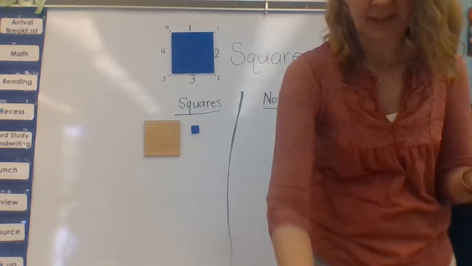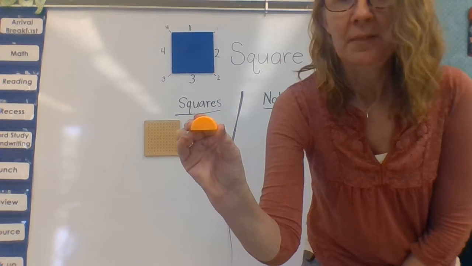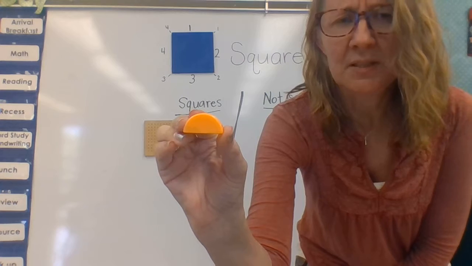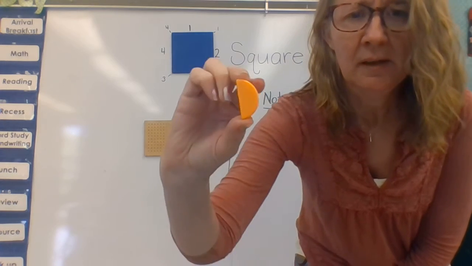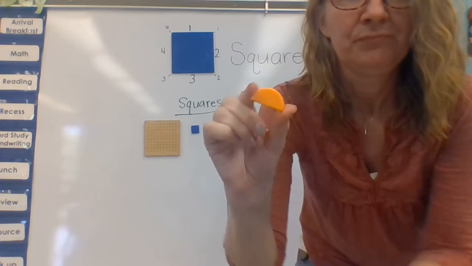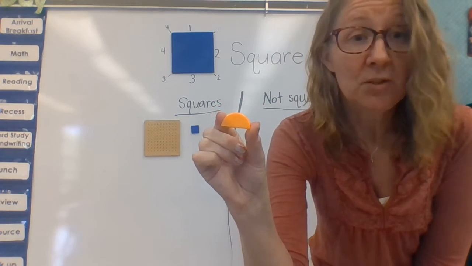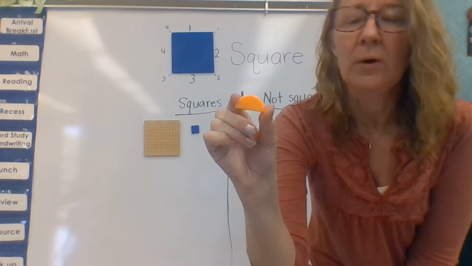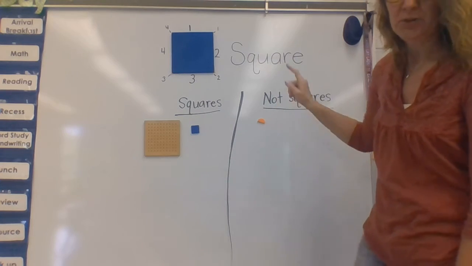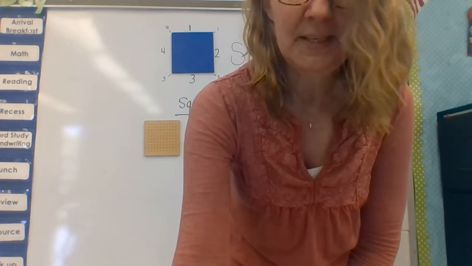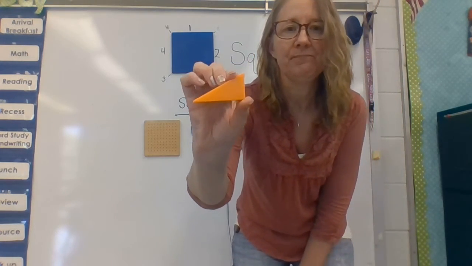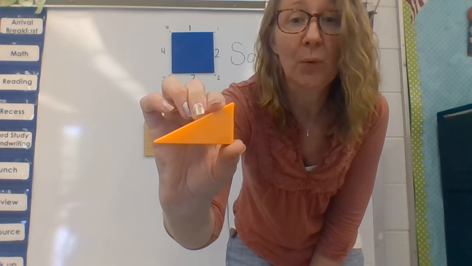Let's see what happens. What about this? What do you think? Does it have any sides? Well, it has one side, but that's all. If it has one side, can it be a square? No, it can't. So this goes on the side that says not squares. All right, let's try another challenge shape. What about this? What do you think? Is it a square?